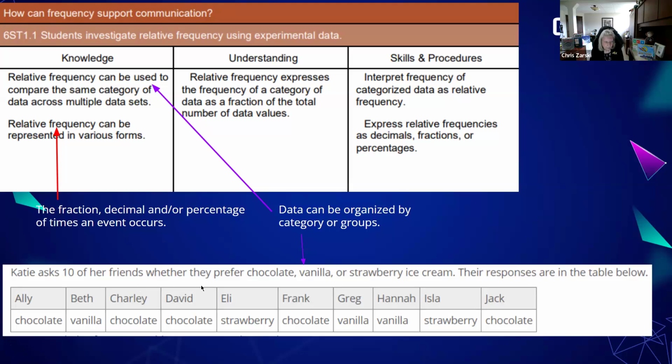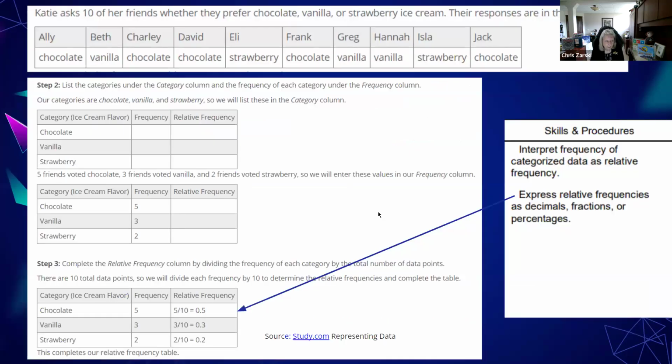Katie asks 10 of her friends whether they prefer chocolate, vanilla, or strawberry ice cream. And here are the 10 responses. It doesn't matter what order they're in, but each child's name is there and what they prefer to have as an ice cream flavor. Our skill is to interpret the frequency, which one shows up, which one's their favorite, which one do they like the most, of that categorized relative data and express it as a fraction, decimal, or a percent. So let's have a look at what that might look like.